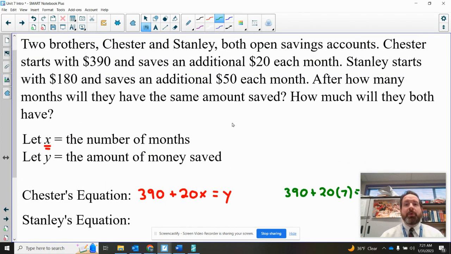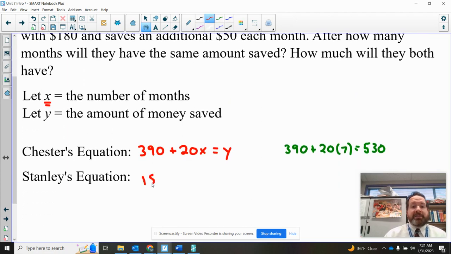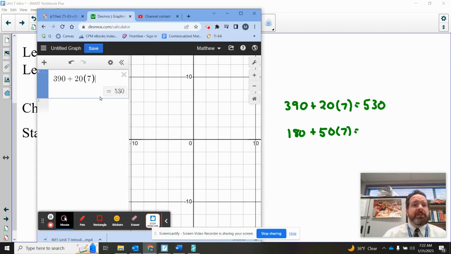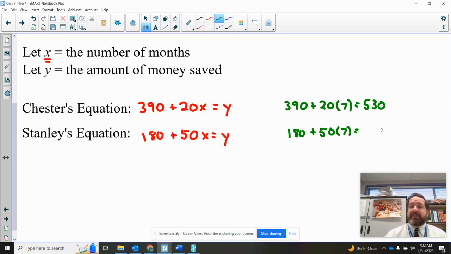Let's now do the same thing for Stanley. Now Stanley's starting amount is lower. He starts with $180 and is going to add to that $50 for every month to get the amount of money that he ends with. Well, once again, we can check just to make sure this equation works out okay. We already know that after 7 months, he also should end up with $530. Let's make sure that happens. So I'm going to now do his starting 180 plus the $50 for those 7 months, and sure enough, he ends up with $530 as well.